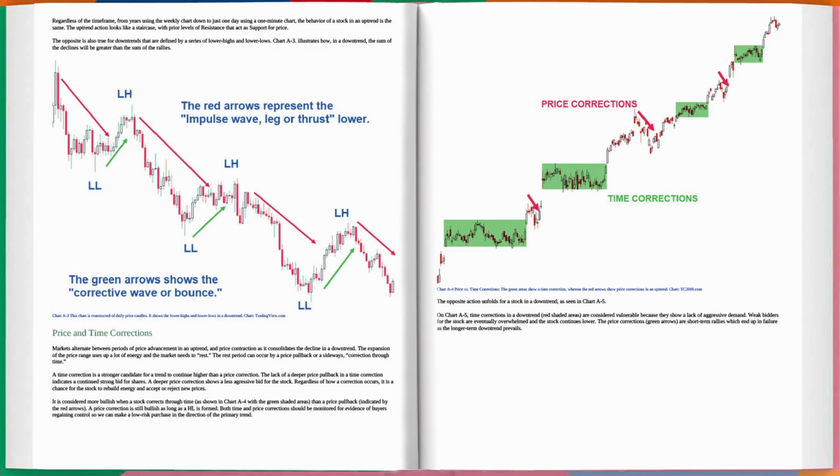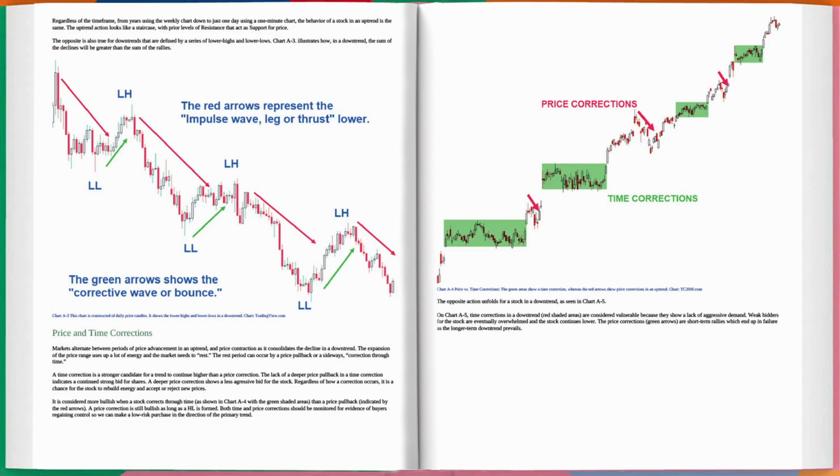The opposite is also true for downtrends that are defined by a series of lower highs and lower lows. Chart A3 illustrates how, in a downtrend, the sum of the declines will be greater than the sum of the rallies.